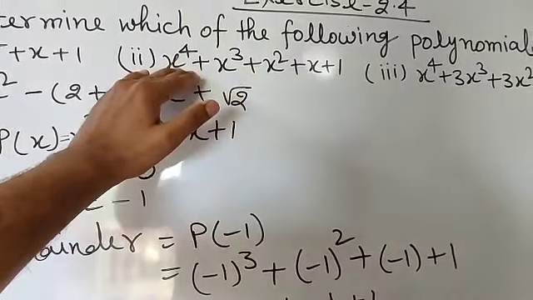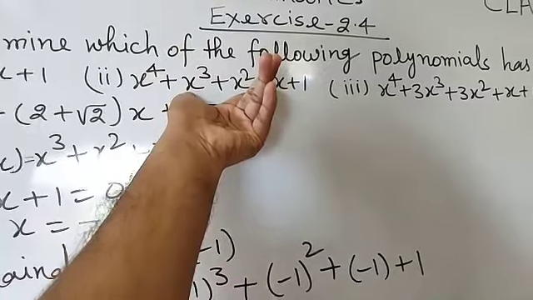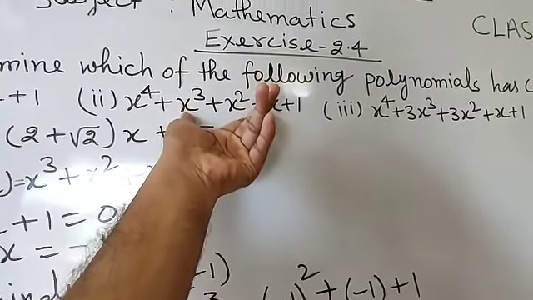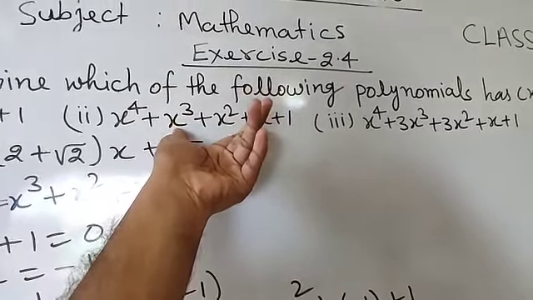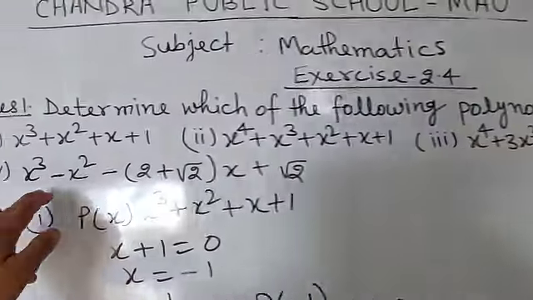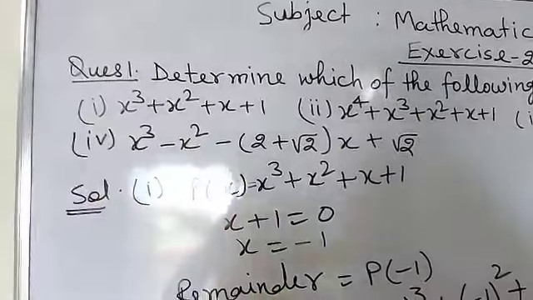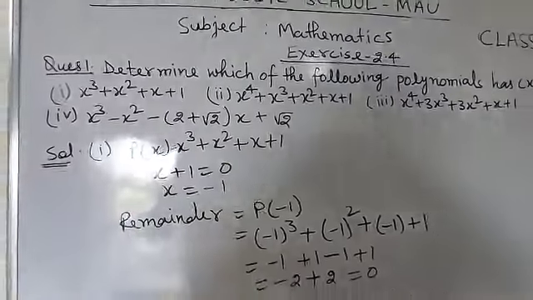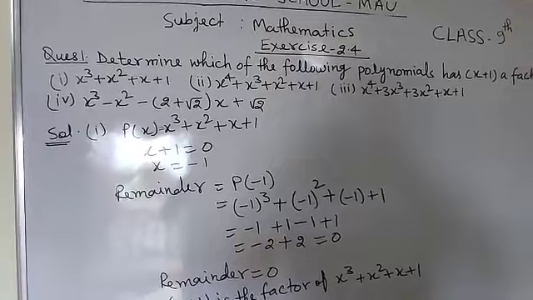In the same way for the second, x will be replaced by -1, calculate it and check whether it is equal to 0, and if it is equal to 0 then it will be the factor, and if it is not equal to 0 then you will write it is not the factor. In the same way for the third. I am going to solve the fourth one. So second and third you need to solve by yourself, and I am going to give the solution of the fourth.